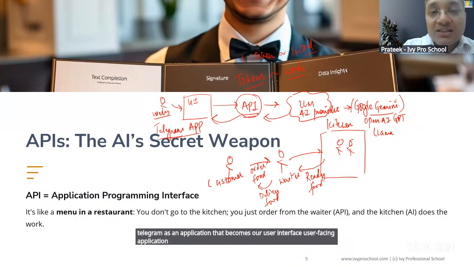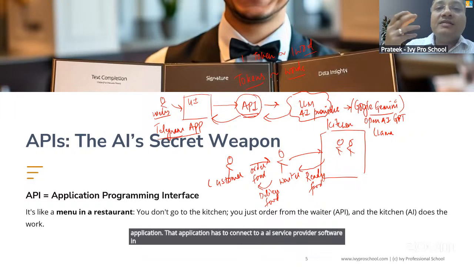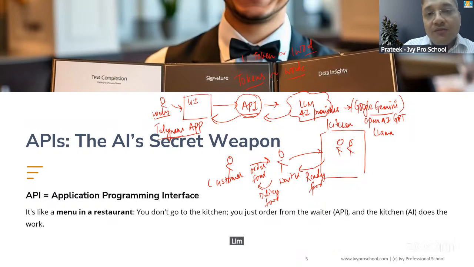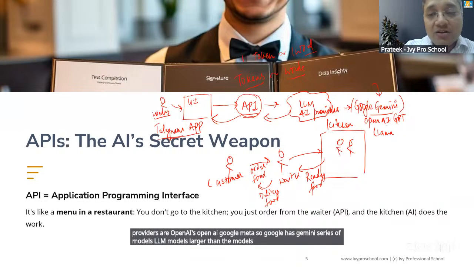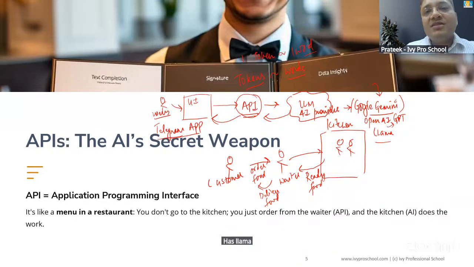That application has to connect to an AI service provider software. In technical terms, we call them LLM software service providers, right? The world-famous ones are OpenAI, Google, and Meta. Google has the Gemini series of large language models, OpenAI has the GPT series, and Meta, which is Facebook, has the Llama series, and there are many such large language model service providers out there.